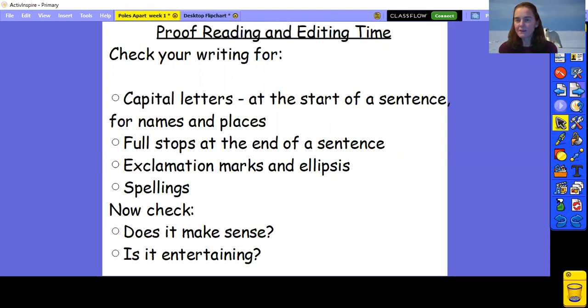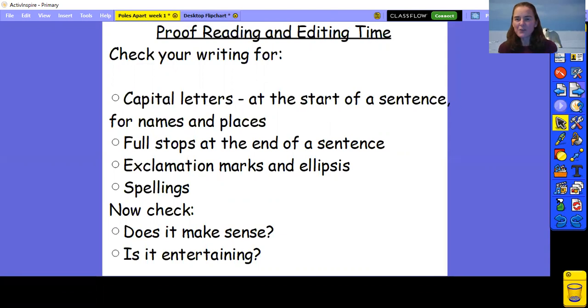Once you've done that, read it through again and make sure your story makes sense. Does it follow your plan? Is it well sequenced? And is it entertaining? Do you think your reader will be entertained by what you've written so far? Have you used enough interesting vocabulary to make it a good story to read?